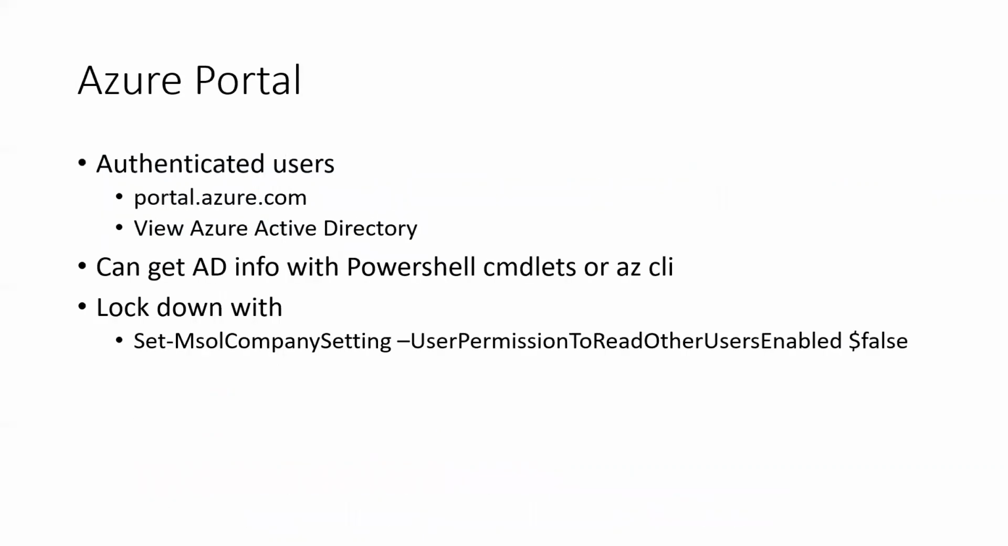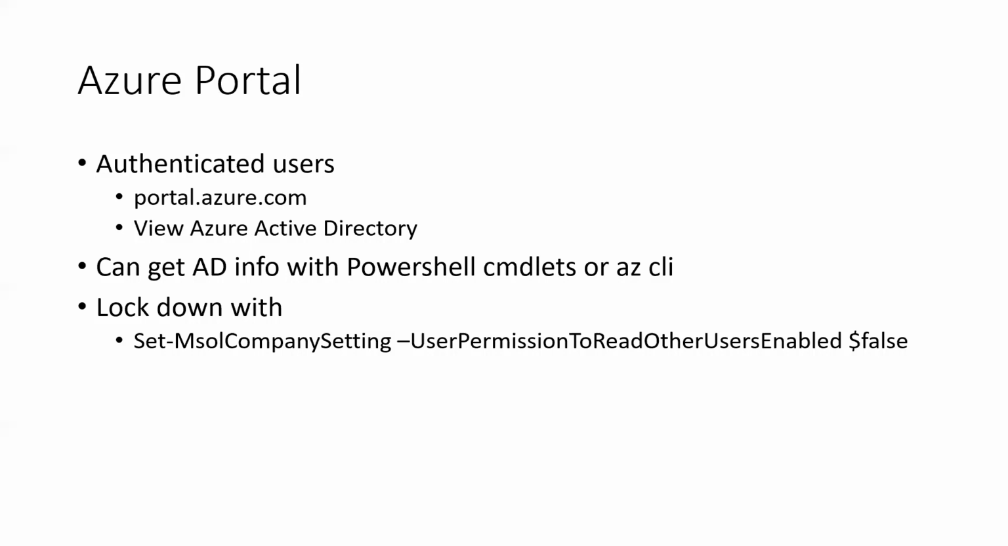Okay, so in the Azure Portal, as I said, you can get Azure AD info with PowerShell commandlets or Azure CLI. And you can actually lock this down with a permission setting in Azure AD, so that authenticated users can't just go and enumerate all the objects. So that's a nice little setting that can be set.